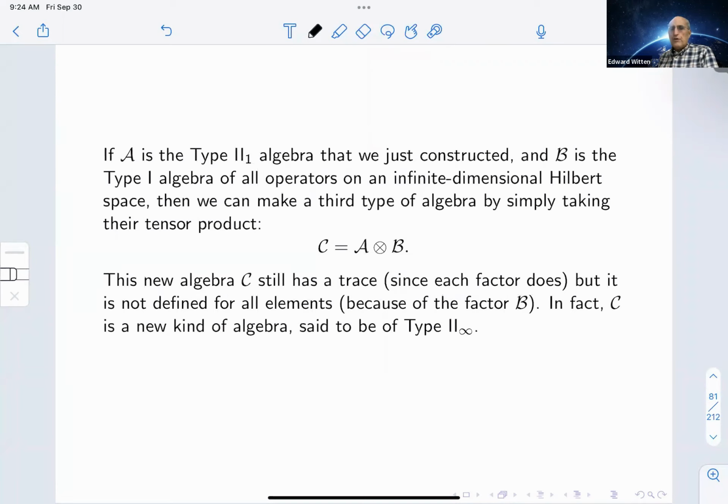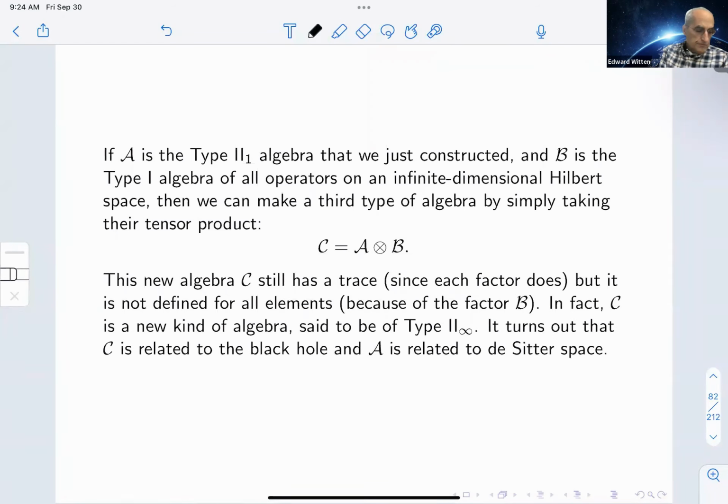And there's only one type 3 algebra that's important in quantum field theory: there's a universal type 3 algebra for any region in any quantum field theory, or at least that's believed to be the case. It's not completely proved, I don't think. It turns out that C is related to the black hole and A is related to de Sitter space.